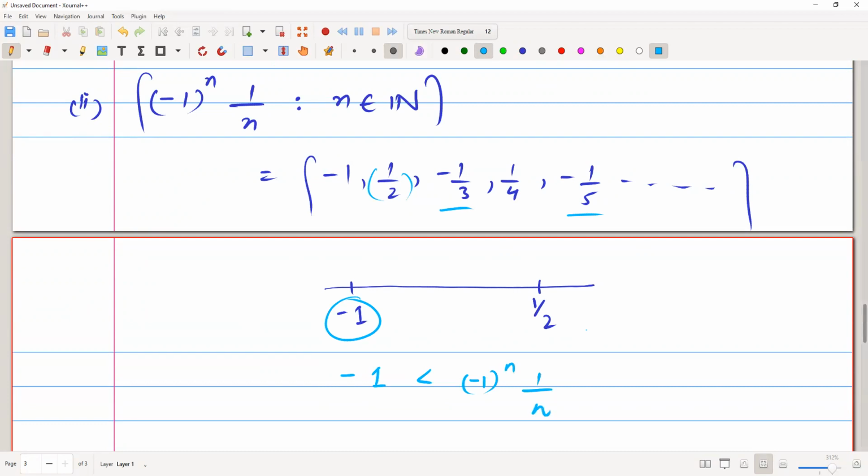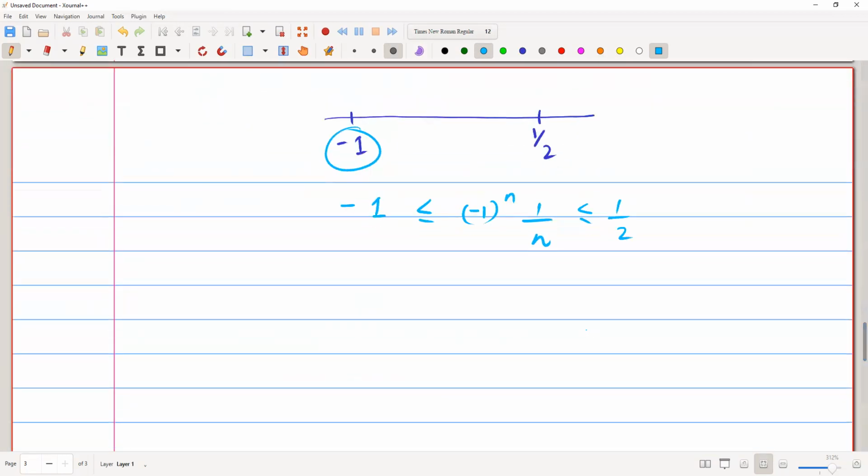So we can say that these bounds are included in the set. These bounds are from the set. So the least upper bound, the supremum, and the infimum. The least upper bound is the supremum. So the supremum of the set is 1/2, and the infimum of this set is -1.